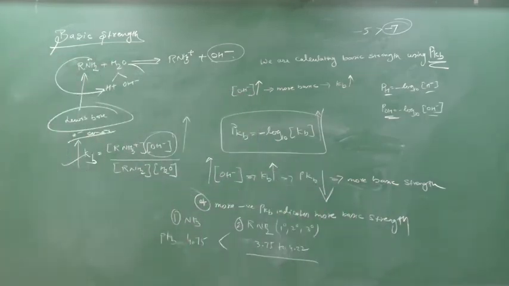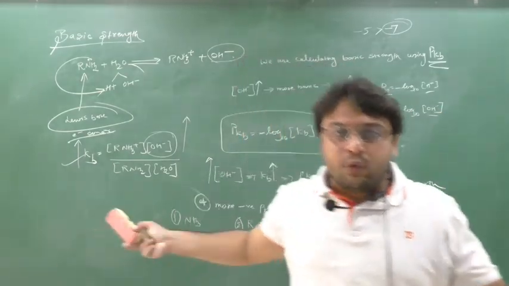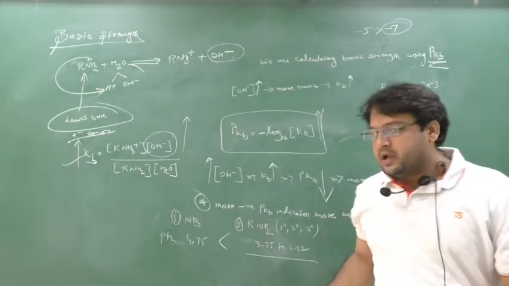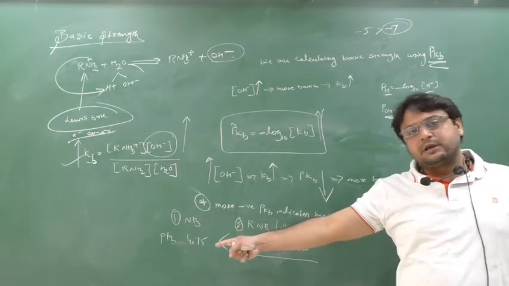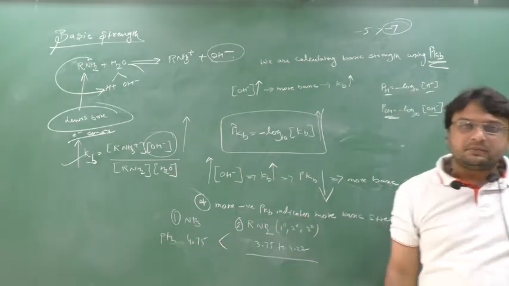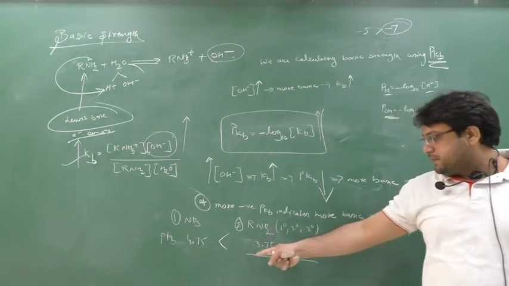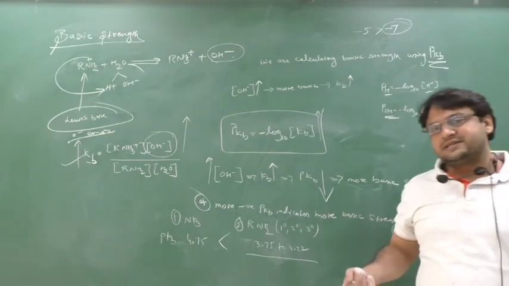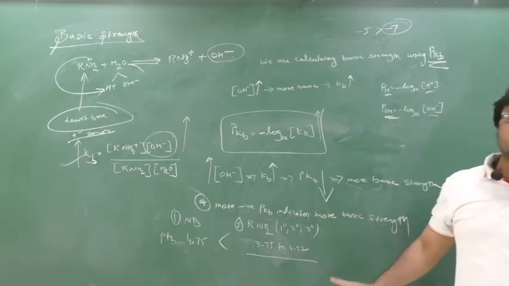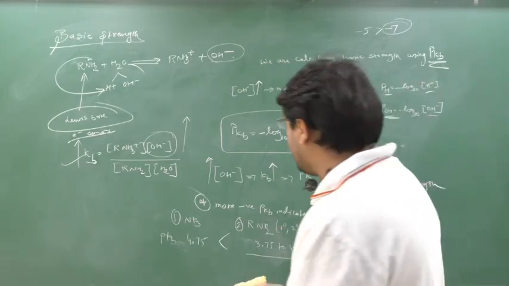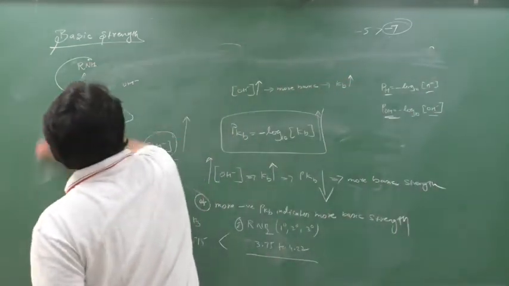PKB should always be less as compared to the other, and this PKB is determined practically. For ammonia and amine, you have to remember that experimentally, for ammonia the PKB value is 4.75, and for amine, whether 1 degree, 2 degree or 3 degree, the PKB value is 3.75 to 4.22, which is lesser. So amines have lesser PKB, meaning they have more basic strength. Now the question comes, why is ammonia less basic than amines? This is a very important question, please check it out.